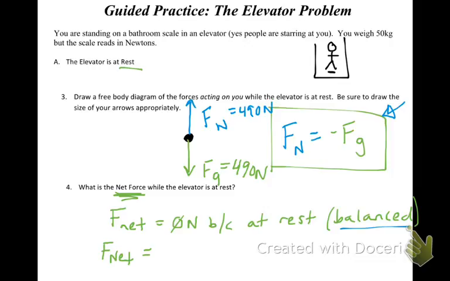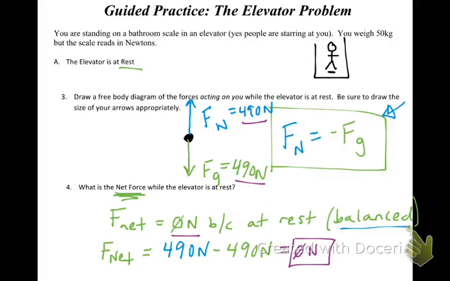So, our net force is simply the difference between opposing forces. Therefore, we take 490 for our normal force, and we subtract 490 for our gravitational force, and we would get our overall net force of 0 newtons. Okay, so all of this is going on. Our weight force was easy to calculate. We figured out that we're dealing with balanced forces because we're at rest. Our free body diagram depicts that the forces are equal and opposite. And our net force is going to be 0 newtons because we have no unbalanced force here.